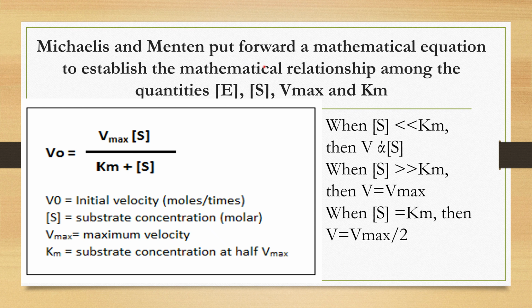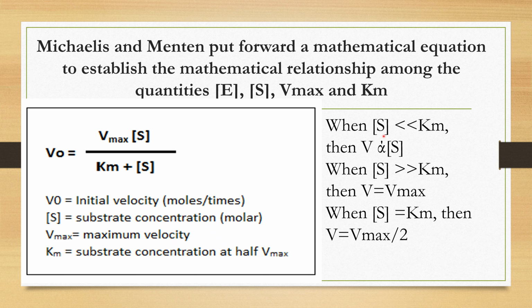So Michaelis and Menten put forward a mathematical equation to establish a mathematical relationship among the quantities, that is, concentration of enzyme, concentration of substrate, Vmax and Km. So this was your Michaelis-Menten equation, that is V0 is equal to Vmax into substrate concentration divided by Km plus substrate concentration. Now this is nothing but your Michaelis-Menten equation, where V0 is your initial velocity, S is your substrate concentration, Vmax is your maximum velocity, and Km is the substrate concentration at half Vmax.